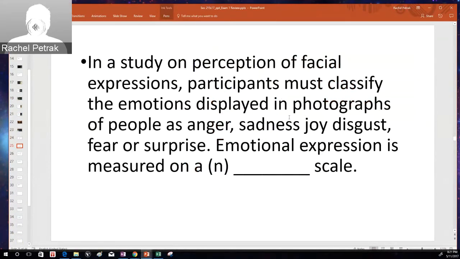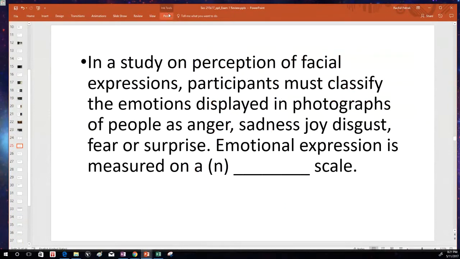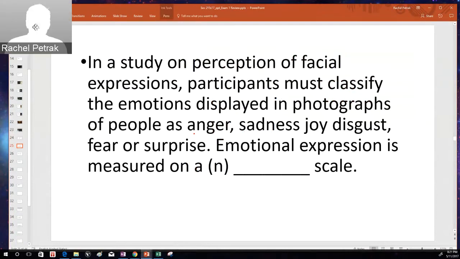In a study on perception of facial expressions, participants must classify emotions displayed in photographs of people, such as anger, sadness, joy, disgust, fear, or surprise. Is this a nominal, ordinal, or interval scale? This is nominal. There's no clear order among these emotions.